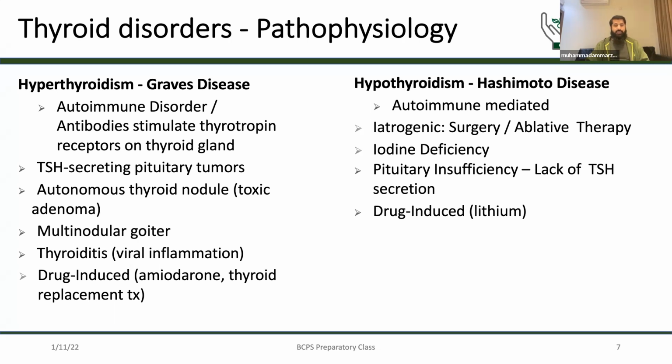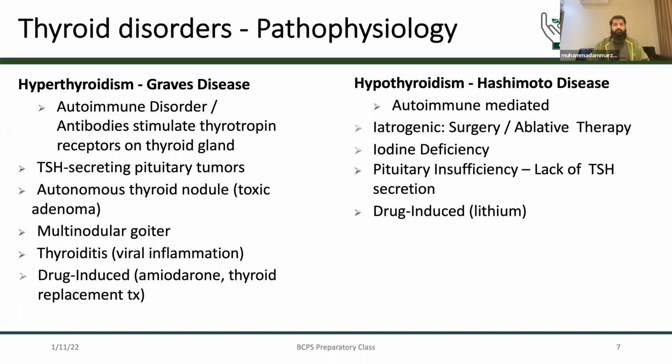So in hyperthyroidism, when we try to treat hyperthyroid disorder or Graves' disease by surgery or ablative therapy, we are destroying or removing the thyroid gland. So once a thyroid gland is destroyed or removed, obviously thyroid secretions would be reduced. So it could be a cause of hypothyroid disorders. Iodine deficiency could be another cause.